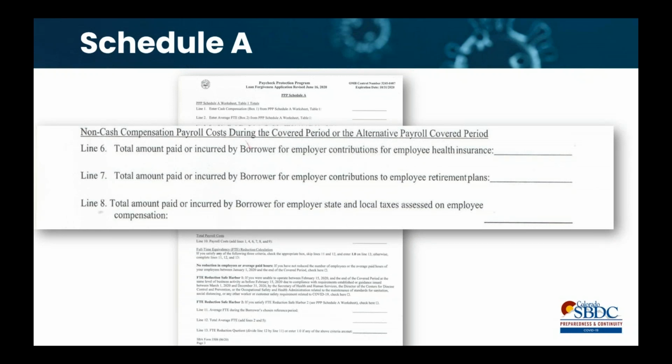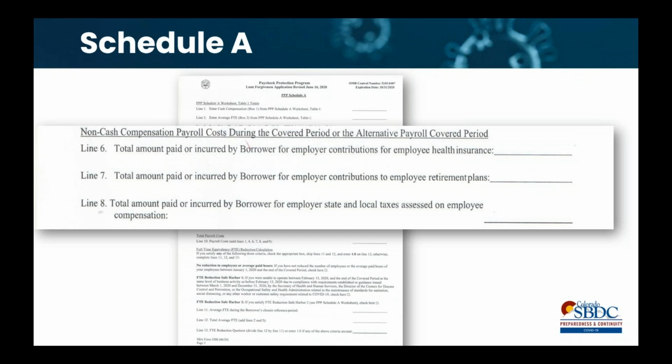Line 6 asks us to enter the number for paid and incurred employer contributions for employee health insurance. The most significant points are that this is just the employer's contributions towards health insurance. You cannot include contributions made on behalf of self-employed individuals, general partners, or owner employees of an S Corp. The reason for this is that these payments should have been reflected in the 2019 income that was reported for these individuals, and as such will be included in their income reimbursement below.